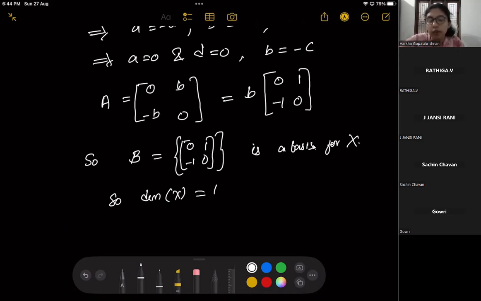Here you can notice that the dimension of the symmetric matrices is 3 and the dimension of the skew symmetric matrices is 1. So 3 plus 1 equal to 4, which is the dimension of the full matrix space. It is not a coincidence actually. Maybe you will study the details later. Okay, is there any doubt in this first question? No, ma'am. Okay, then let's move to the next problem.